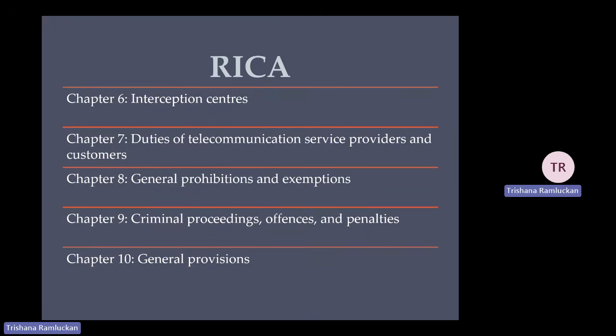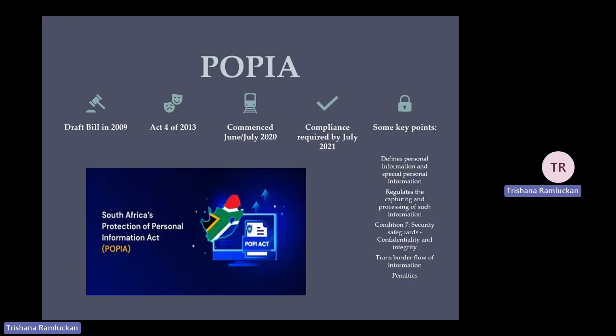Chapter 6, interception centers. Chapter 7, duties of telecommunication service providers and customers. Chapter 8, general prohibitions and exemptions. Chapter 9, criminal proceedings, offenses and penalties. Chapter 10, your general provisions. This is an important one.